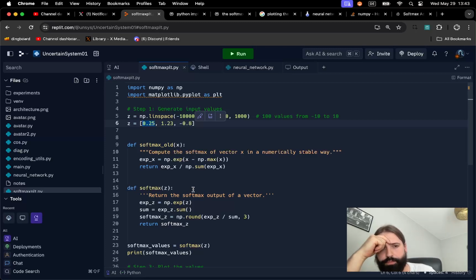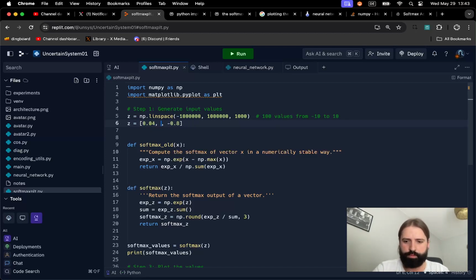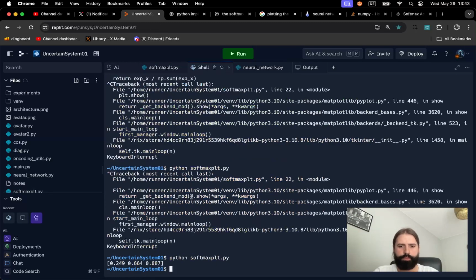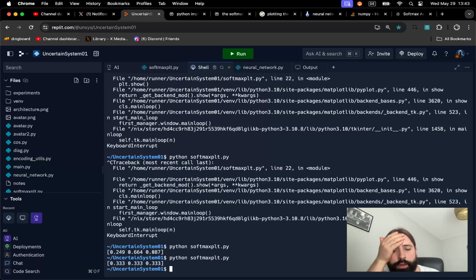I guess because it looks at the whole thing, it looks at the whole distribution, right? So let's say if I give it very small values, right? No, you get equal probabilities. I mean, that's neat. Of course, because you're dividing by the sum and stuff.